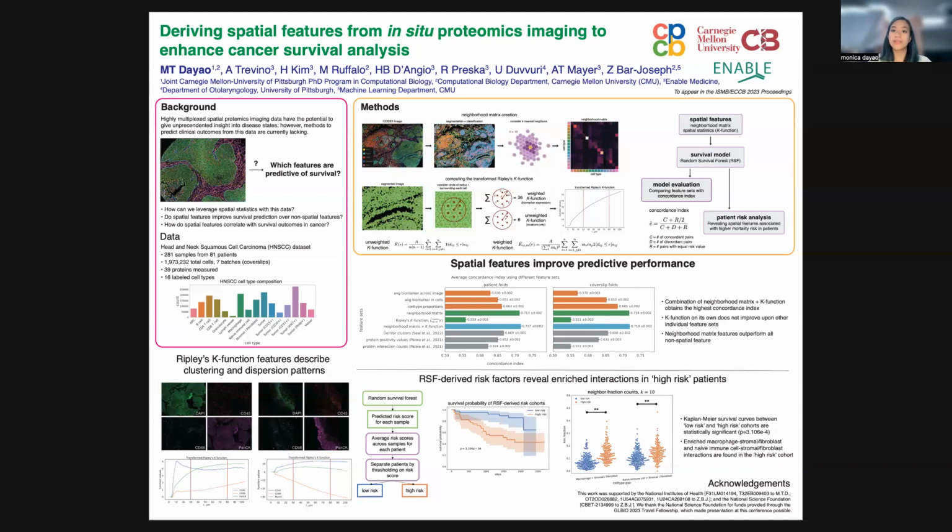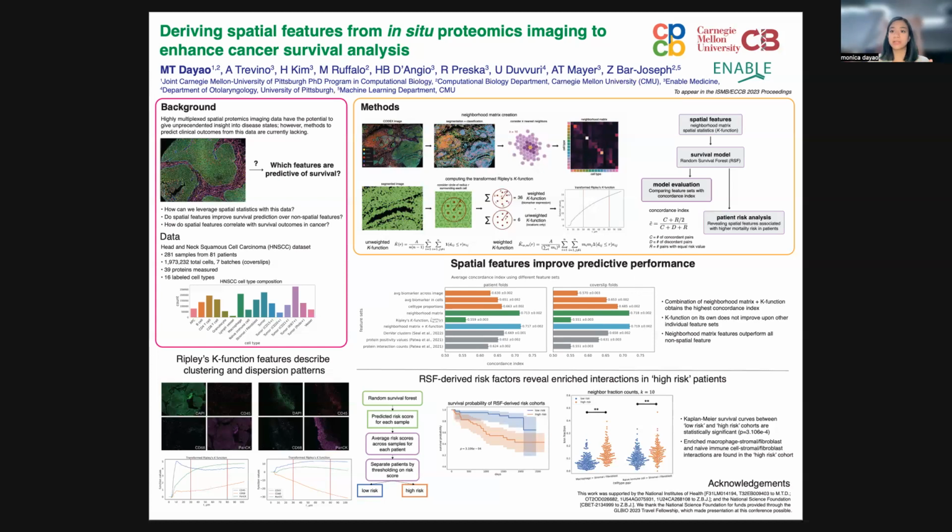Now, moving on to the methods, we wanted to extract features from this data that use the spatial information. We do this in two ways. The first way is what we refer to as the neighborhood matrix, in which we take our sample, we do cell segmentation and classification of cell types. And then for each cell, we look at its 10 nearest neighbors and look at the proportion of cell types that are within those 10 nearest neighbors. And then we do this for all of the cells in the image.